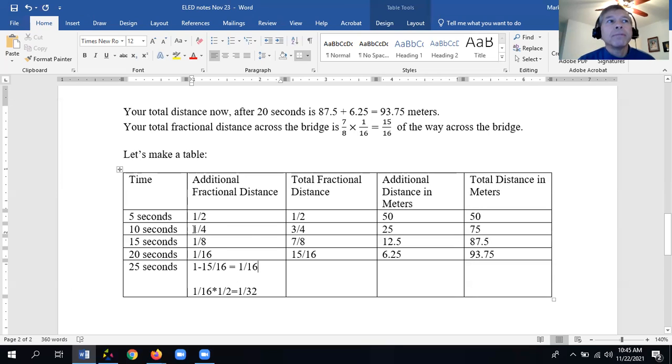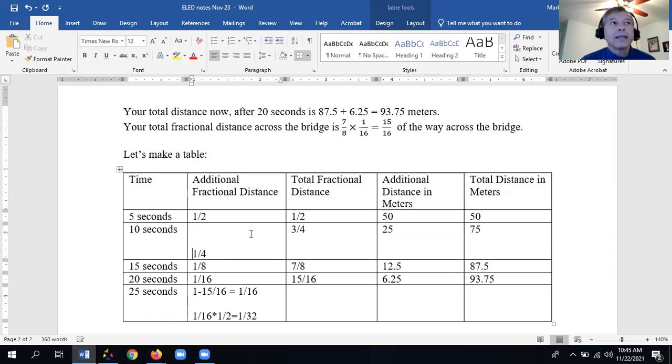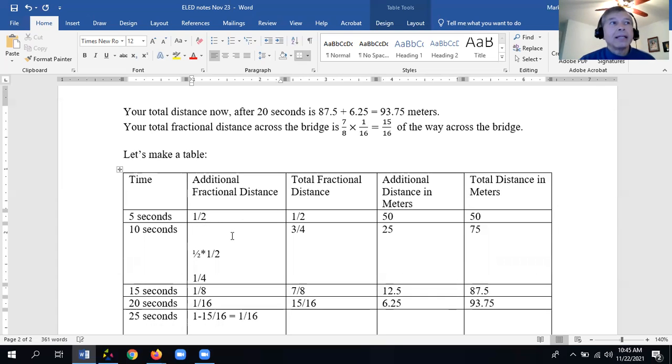Where did the 1/4 come from? The 1/4 came from the idea that the person went 1/2 of, which means times, the 1/2 of the distance that he has remaining. Okay, where did the 1/2 the distance remaining come from? Well, that came from the idea that it's one whole distance across, subtract off the distance that they've already traveled, and you get 1/2 the distance left. And 1/2 of the 1/2 is 1/4.